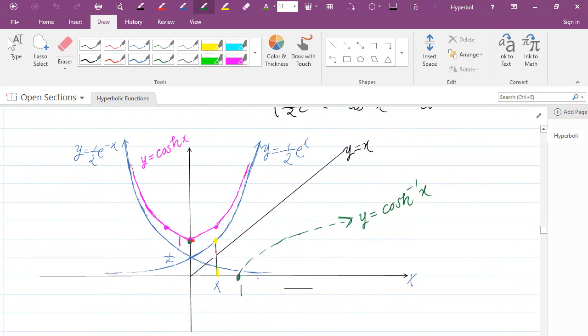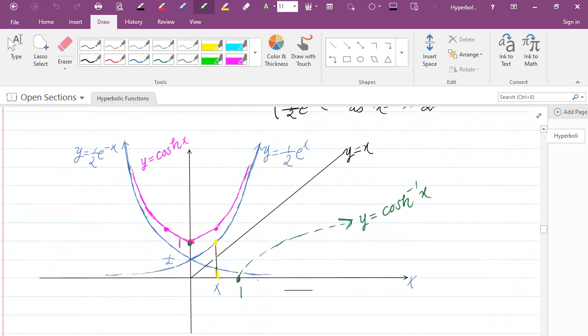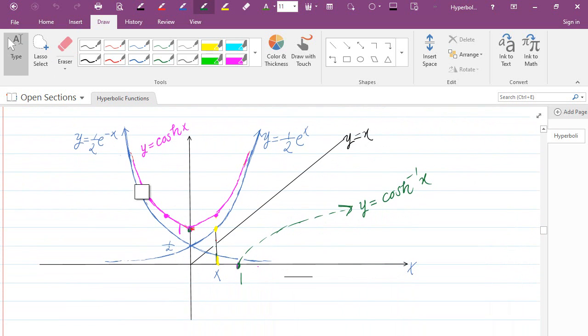So the graph of the hyperbolic cosine function is here in pink, and this is the graph of half e to the x right here, and this is the graph of half e to the negative x right here, and they intersect at the point (0, half). And the hyperbolic cosine function is the sum of these two exponential functions. So basically the height of the hyperbolic cosine graph is the sum of the heights of the two exponential functions at any x.